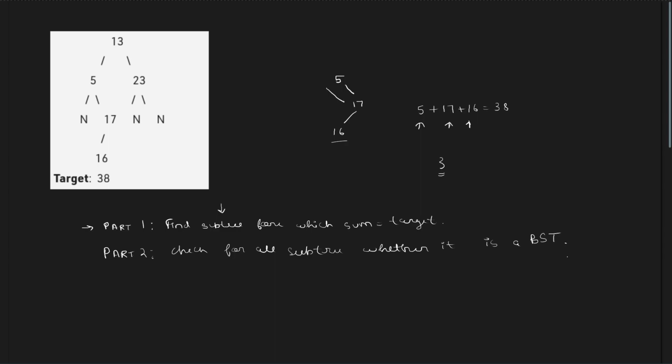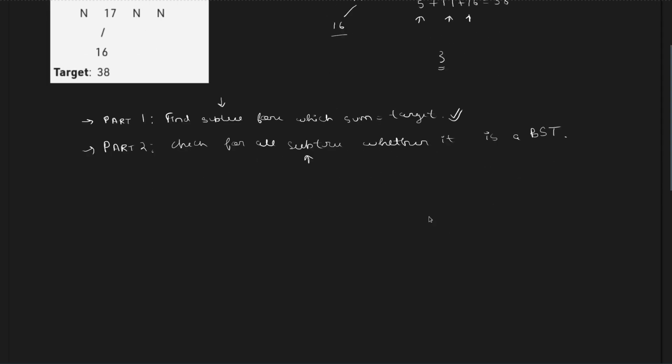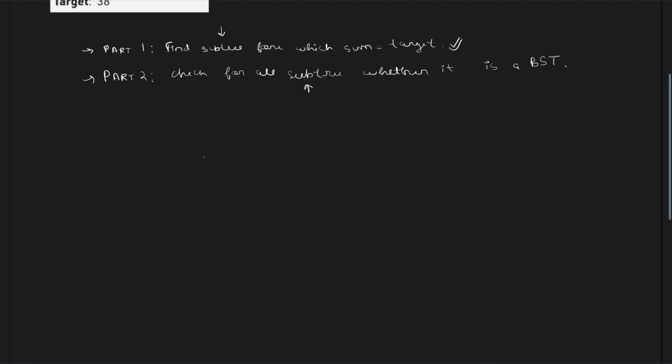We have divided the problem into two parts. In the first part, we're just going to check all the subtrees for which the sum is equal to target, and this is actually the easy part that we can do. And the second part is not very difficult, but it's a bit tricky because you will have to take care of certain things, right? In part 2, we have to check whether the given subtree is a valid binary search tree or not, right? So let me just discuss the first part first. The first part is not very difficult to implement. It's very simple.